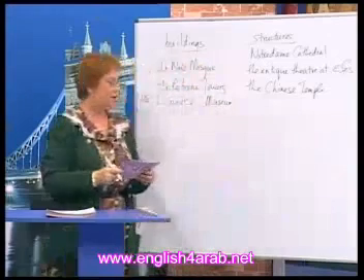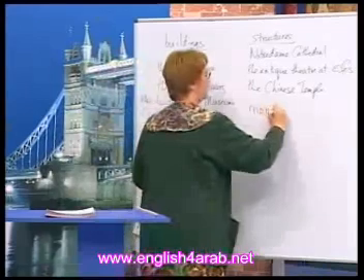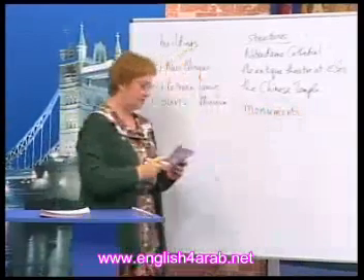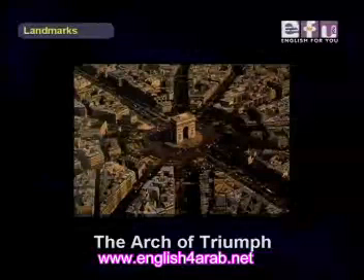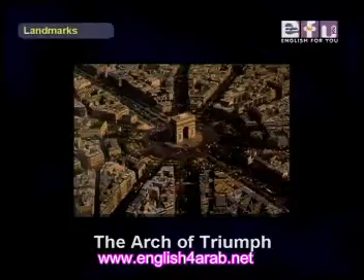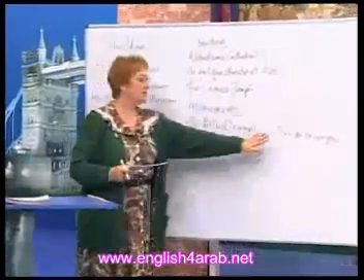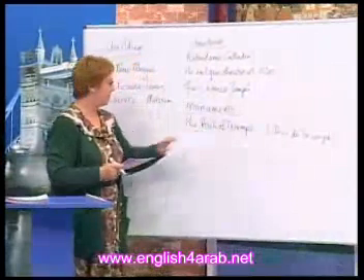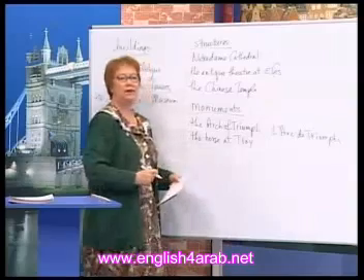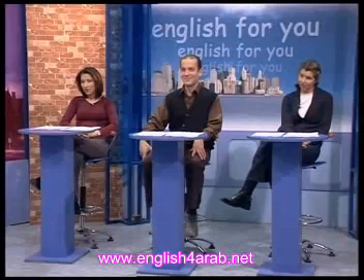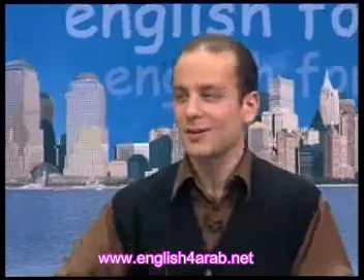All right. Now, let's look at some monuments. These are special structures. Okay, Isabel. The Arch of Triumph. Yes. The Arch of Triumph. In French, it's l'Arc de Triomphe. So sometimes, even in English, we see it written like this, but sometimes like this, the Arch of Triumph. Okay, Ali? The horse at Troy. Yes, the horse at Troy. Where's Troy? I don't know. It's in Turkey. Okay, it doesn't matter. It's in Turkey.